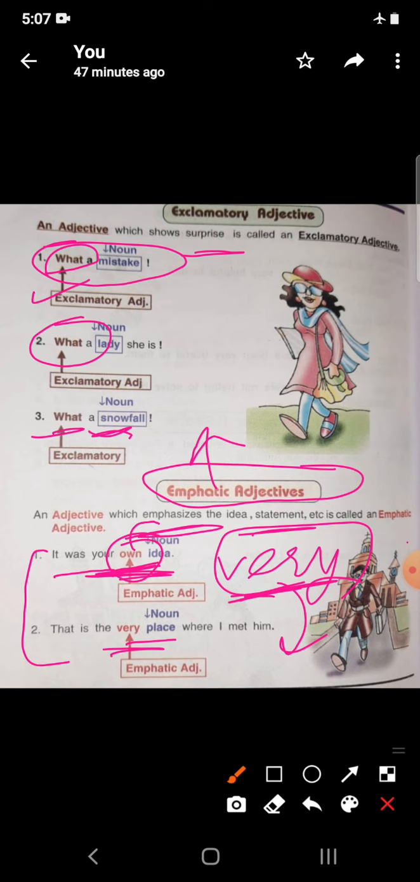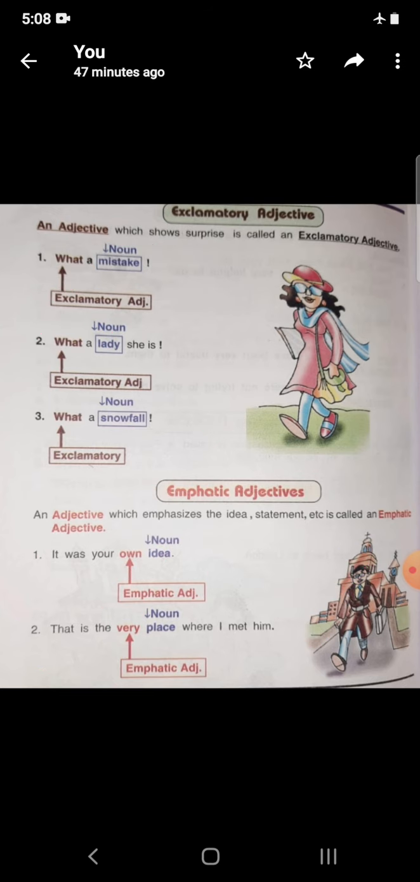We can also say that is the place, this is the place where I met him. But when we say that is the very place, it means that is that same place. Very adds stress, it emphasizes. It lays emphasis on the statement, so we call it an emphatic adjective. Simply, you have to remember that an emphatic adjective is a word which is used to emphasize the idea, statement, etc. Emphatic adjectives include very and own. You have to remember this.